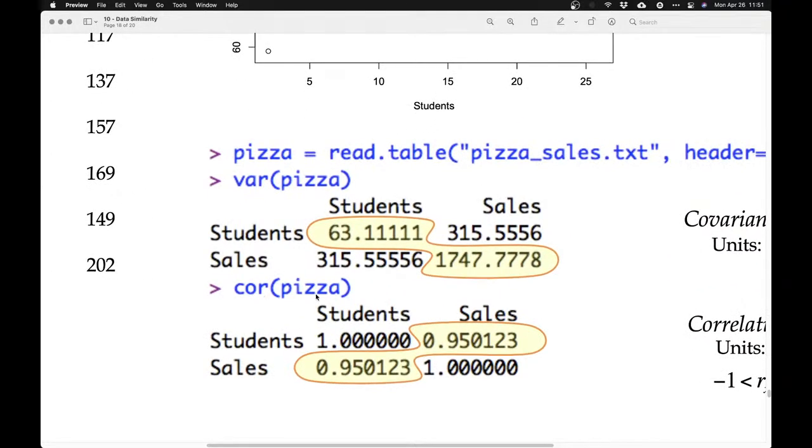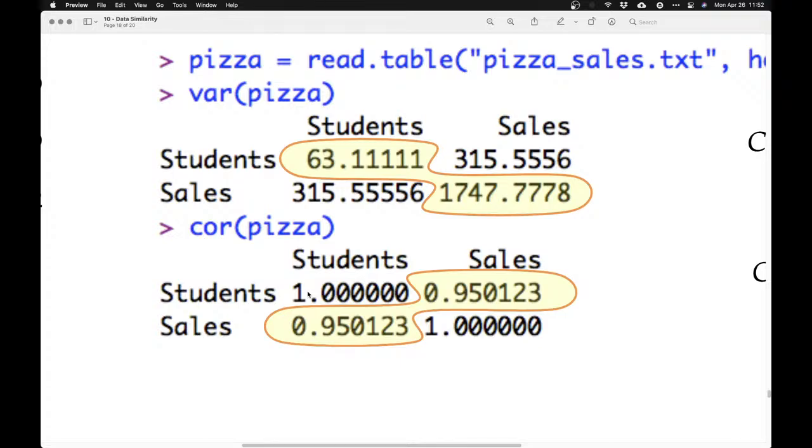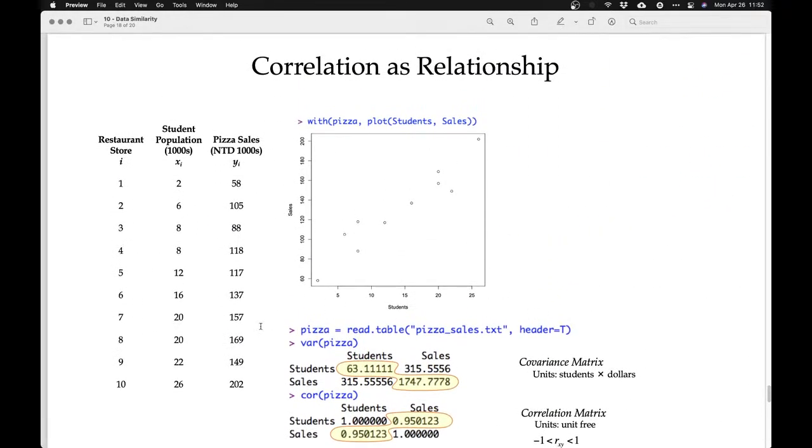We can also get a correlation matrix. Remember, correlation is a fully standardized covariance. It's just the covariance divided by the standard deviation of one variable times the standard deviation of the other variable. You're fully standardizing it to both variables. So that gives you a correlation. The correlation of each variable to itself is meaningless. It's 1, it perfectly agrees with itself. The off diagonals are the interesting correlations. The correlation of sales and students is 0.95. This is one way of expressing the relationship between these two variables, student population and sale of pizzas.